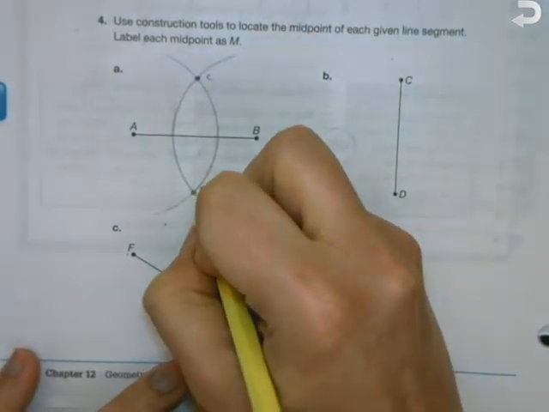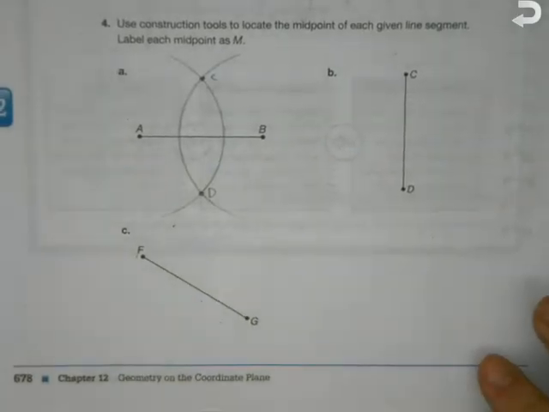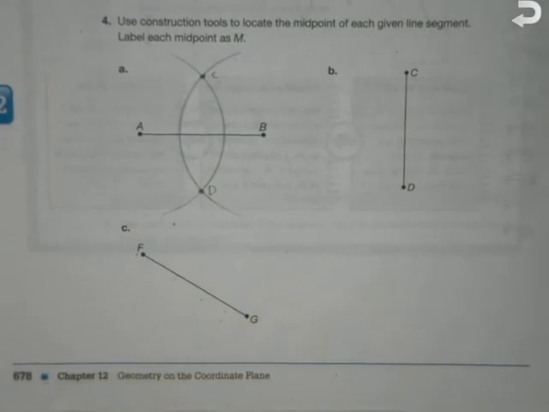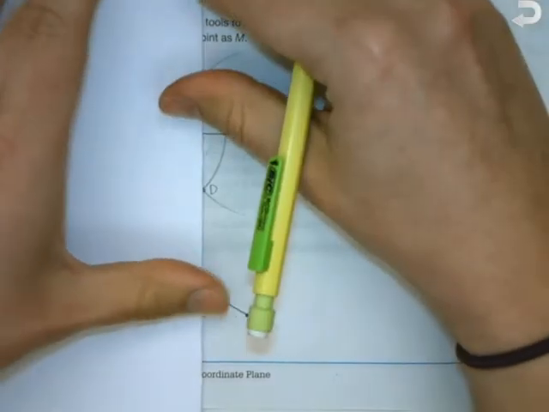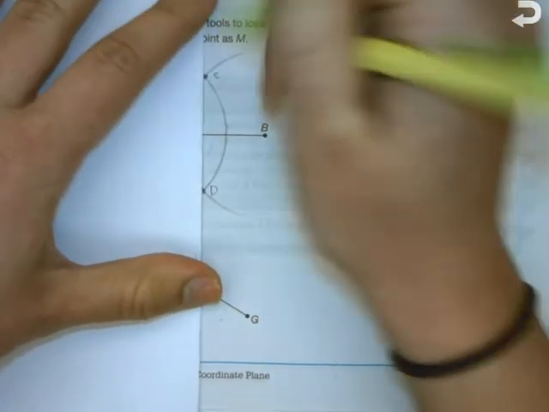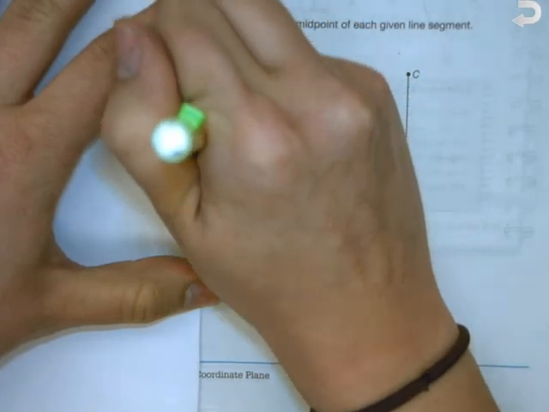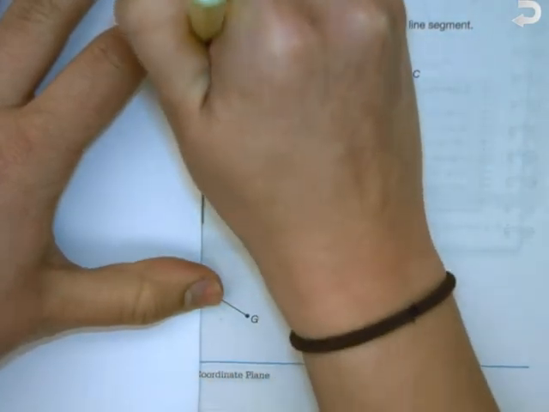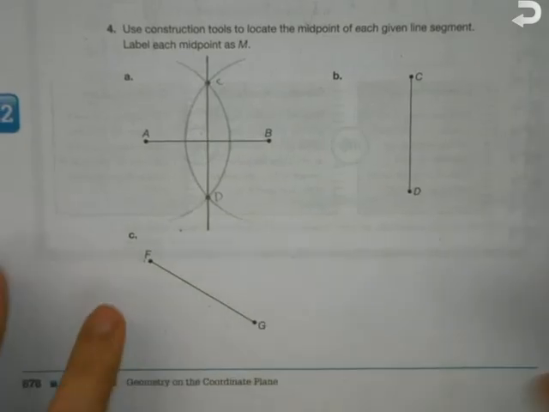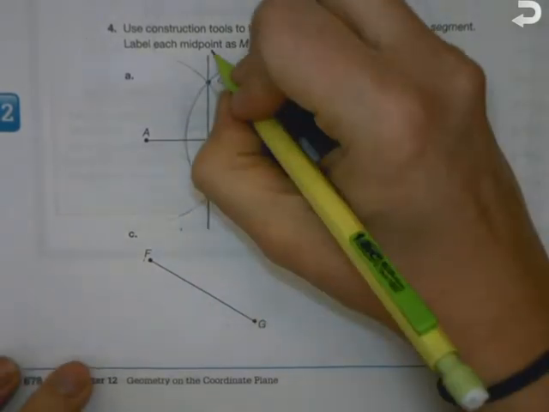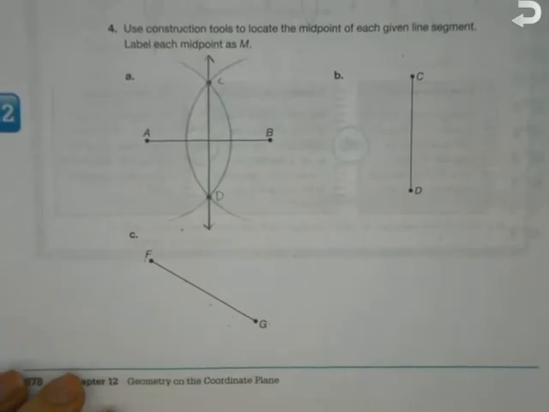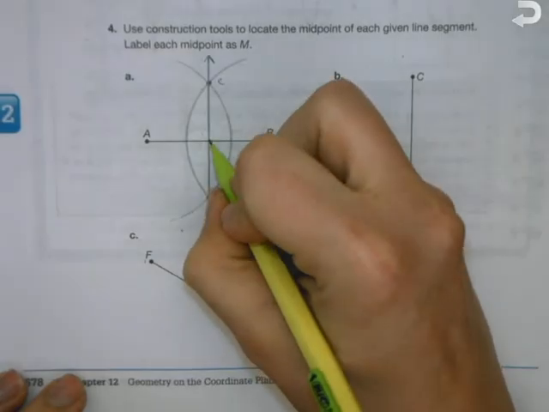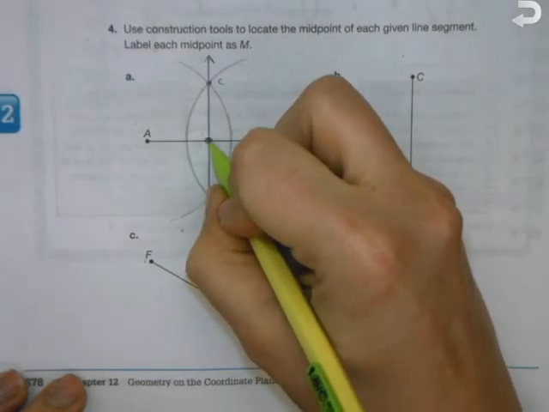And then you're going to use your straight edge, so you can use the side of your paper, side of your binder, something like that, or if you have a straight edge, you can use that. And then we are going to draw a line through those two points of intersection. Since this is a line, guys, what do I have to have on the endpoint? Arrows. And let's label our midpoint. So where the line and our segment intersect, that is your midpoint.